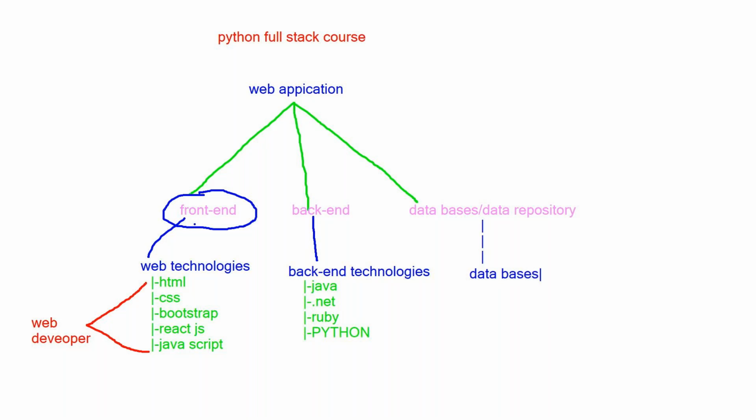What are the databases we are going to use here? As part of our course we are going to learn Oracle SQL and MySQL. These two are going to be repositories to store the data. What is the need of having these databases in web application development? Can't we develop a web application without using these data repositories or databases? It is impossible.